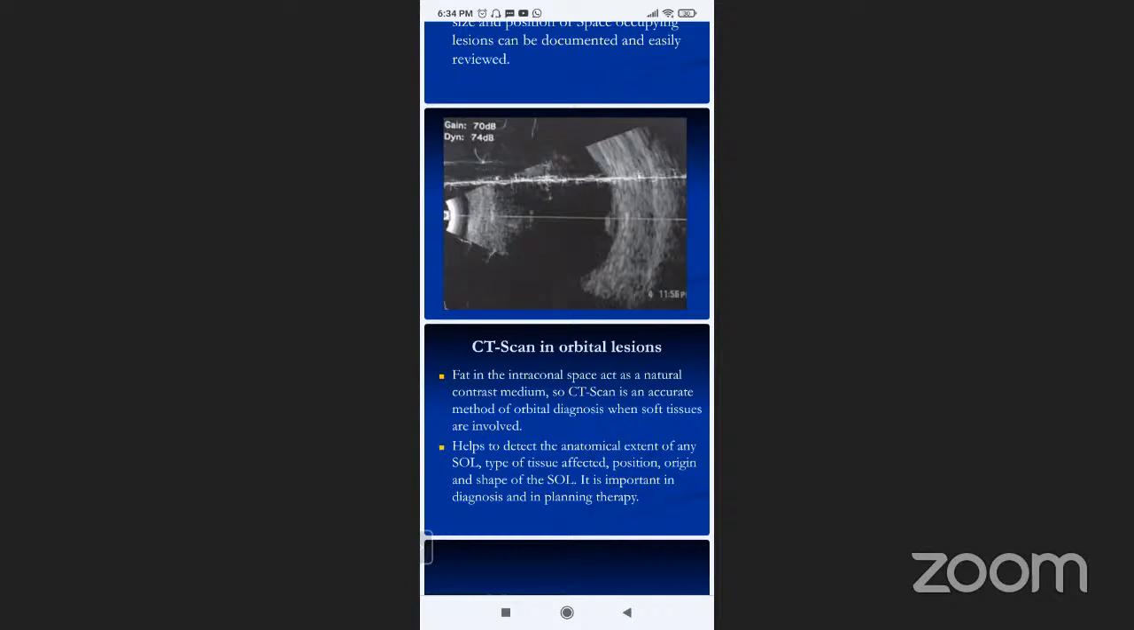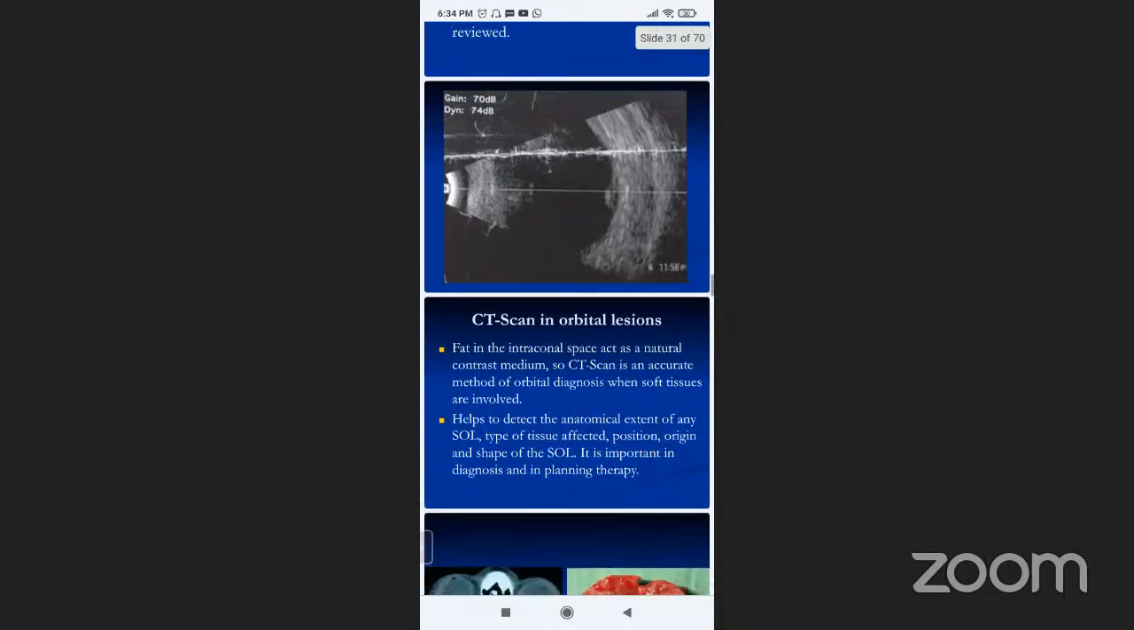It helps to detect the anatomical extent of the space occupying lesion and the type of tissue affected, and it can delineate the margins and whether it is possible to do a surgical excision of that lesion. So before doing any orbital surgery, CT scan is a must.